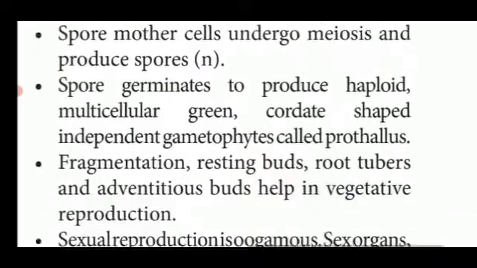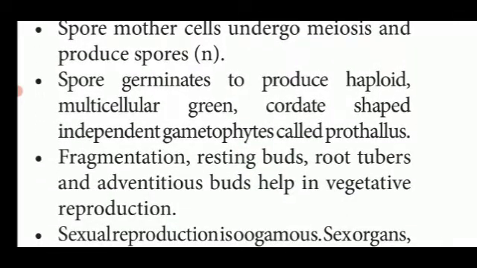The spore mother cells undergo meiosis and produce spores. The spore germinates to produce a haploid, multicellular, green, cordate, heart-shaped structure, which is an independent gametophyte called the prothallus.